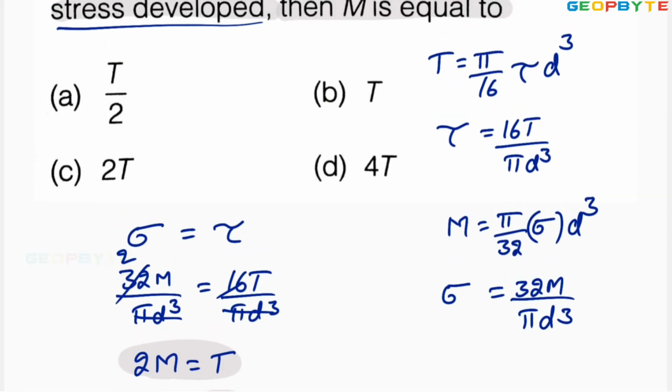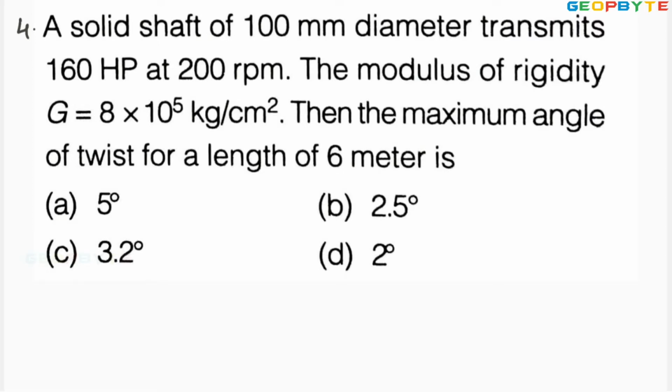Look at option A. Option A is absolutely correct. Bending moment M equal to half of the torque. I hope you understood. Let us move to the next problem. Look at the next problem.